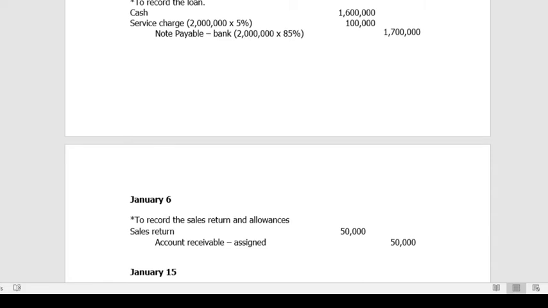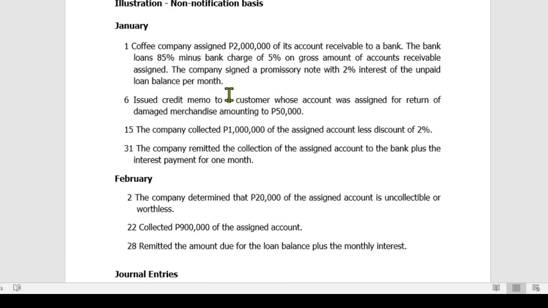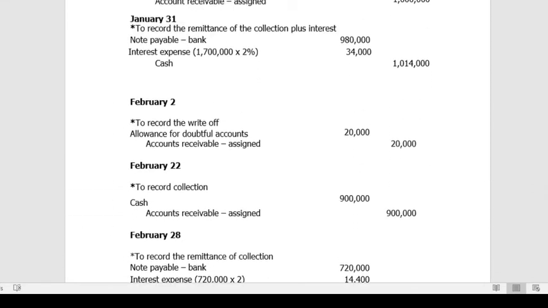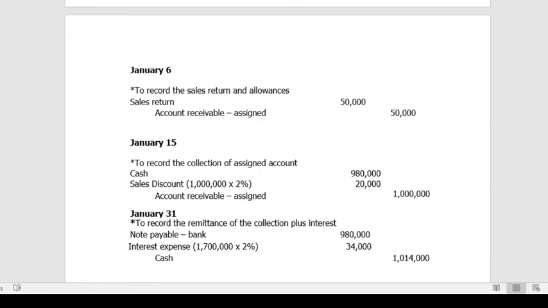On January 6, to record the sales return and allowances. So ano ba sinasabi under the sales returns and allowances on January 6? Ang sabi, issued credit memo to a customer whose account was assigned for return of damaged merchandise amounting to 50,000. So di ba meron kang accounts receivable na inassign. Ngayon, yung accounts receivable na yon ay hindi mo yan makokolekta dahil nag-return si customer ng binenta mo sa kanya. So, anong gagawin mo? It is proper to eliminate the accounts receivable assigned. So, debit sales return, credit accounts receivable assigned 50,000.